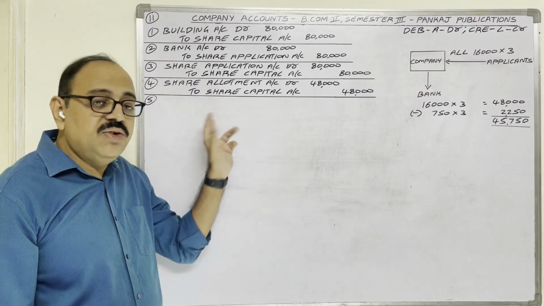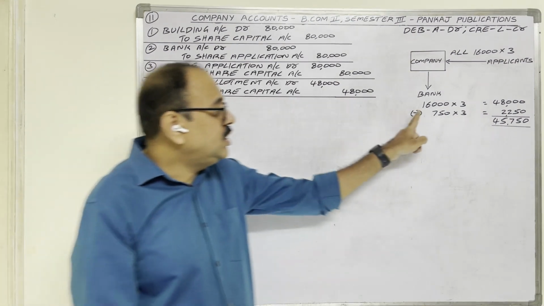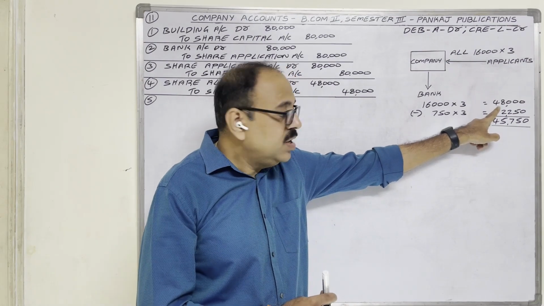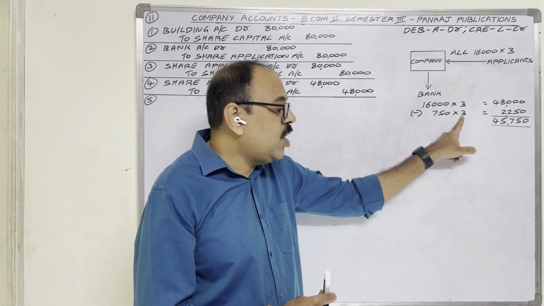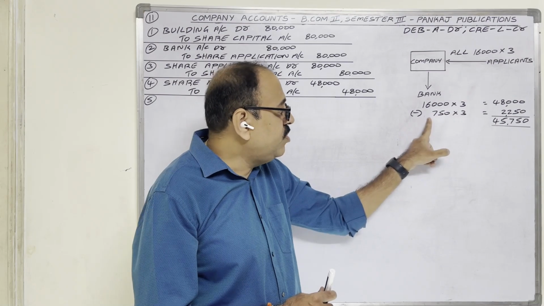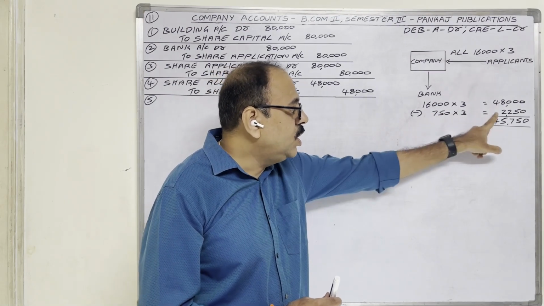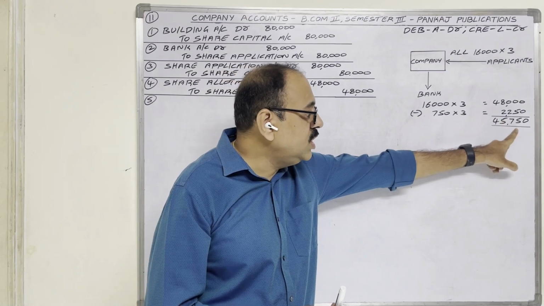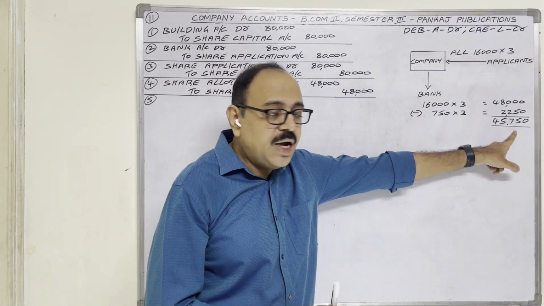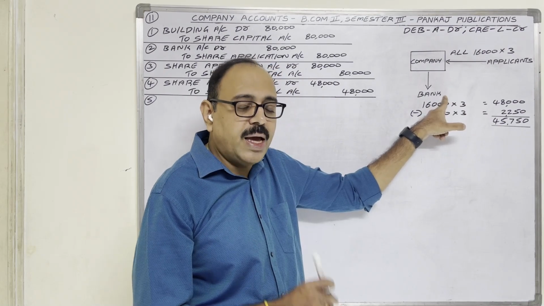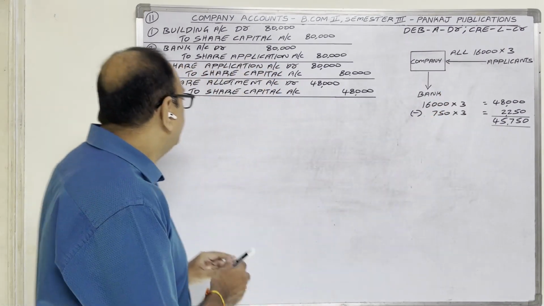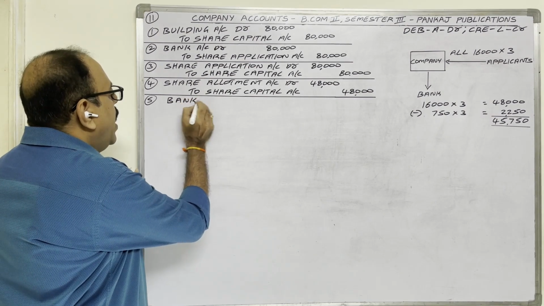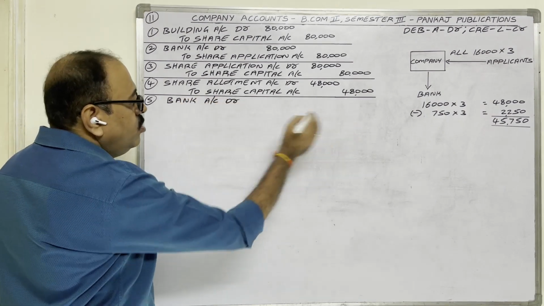Fifth entry is for receiving allotment money. On 16,000 shares at the rate of 3 rupees each, 48,000 should come. But on 750 shares, allotment money is not coming. 750 shares into 3 rupees each, 2,250 is not coming. Then finally, only 45,750 came. That amount is deposited in bank. Bank is a receiver for this amount. As per personal account rule, bank account should be debited. Bank account debit.